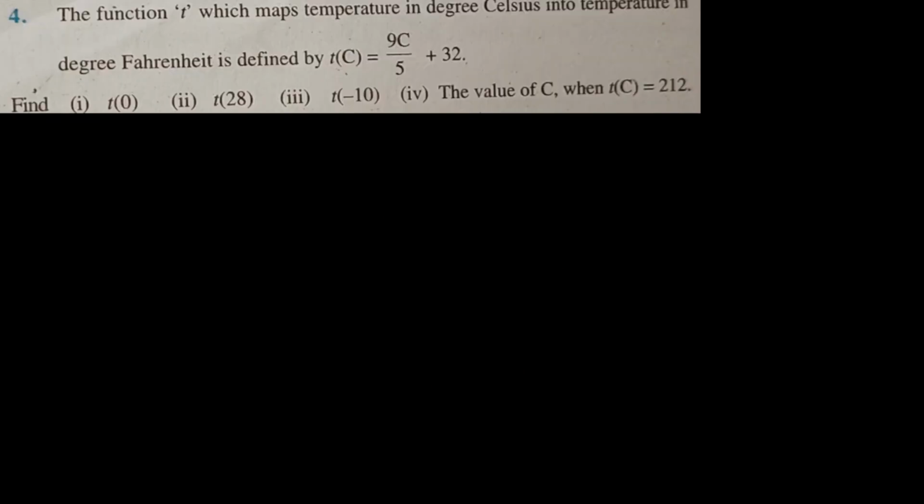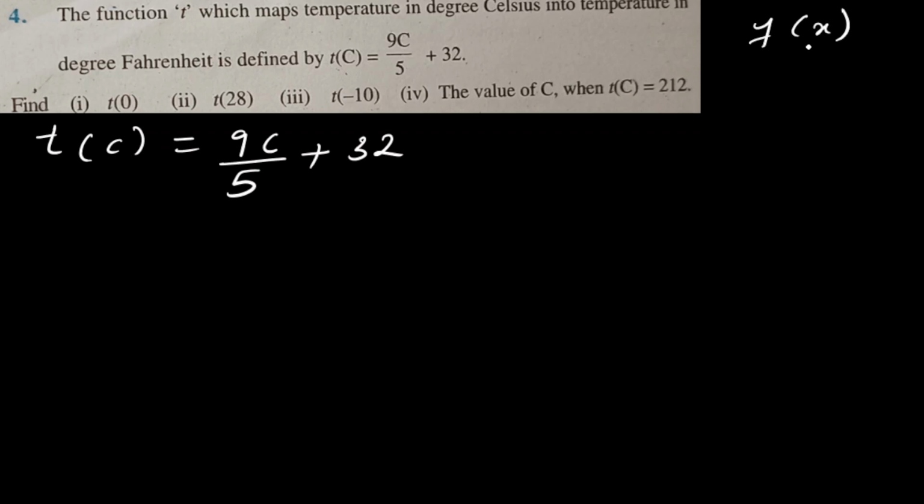Now let's do question number 4. It's again a similar kind of question. So one function is given to us. What is the function? T(C) is equal to 9C by 5 plus 32. See, inside this, whatever is written, this is the notation of how we write a function. Like in the previous question, you see f(x). So that means this is the variable. Here, what is the variable? C is the variable in which the function is written.